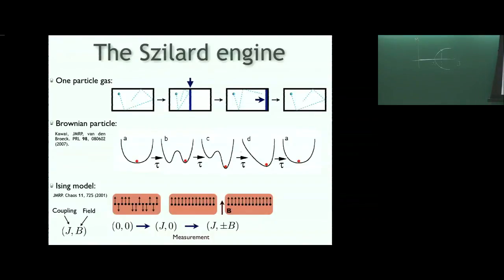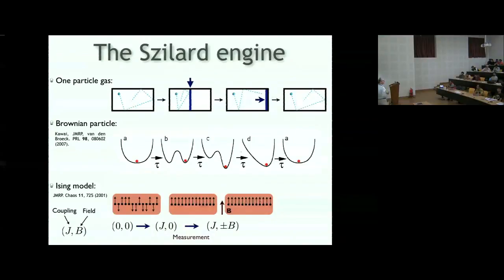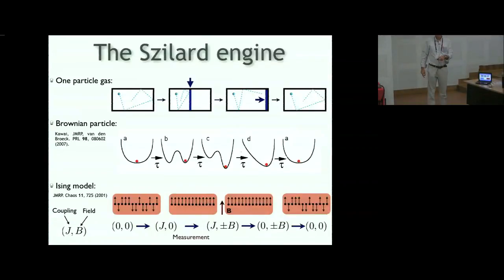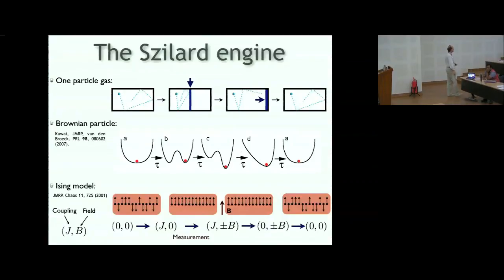And if you are positive, you put a positive field. And if you are negative, you put a negative field. And then you go back. You switch off the coupling. And then you switch off the field. And in this protocol, you can prove that you get kT log 2 as well.